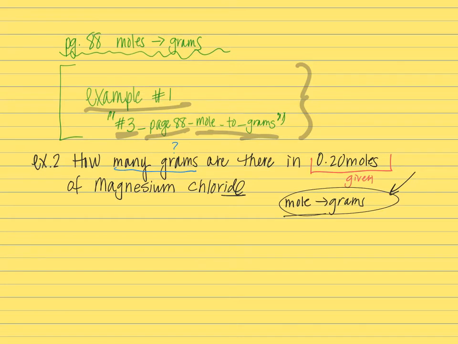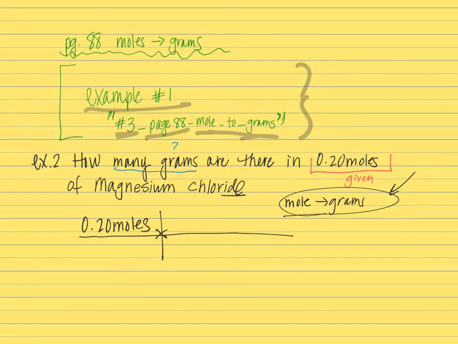All right, so my given is 0.20 moles, which is what I'm going to write down. Now in the previous example, I did something that looked like this. You can continue to do that if you want, but I usually do something that looks like this to set up my conversion. That basically means I'm going to multiply everything on the top, and then divide everything on the bottom.